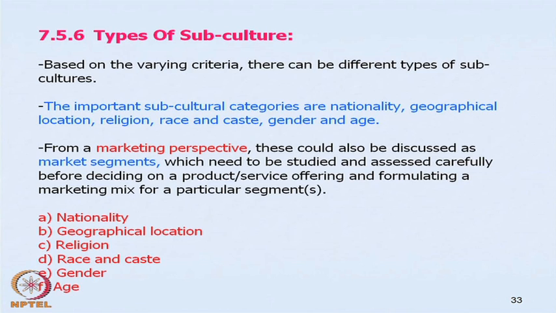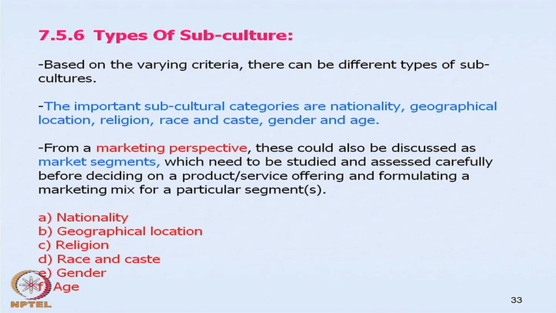People will have a regional affinity and identification, and that gets reflected in the kind of eating patterns or dressing styles or the kind of interests that they pursue. So they constitute a distinct subculture, and people across subcultures will be very different. For example, a North Indian is very different from a South Indian.